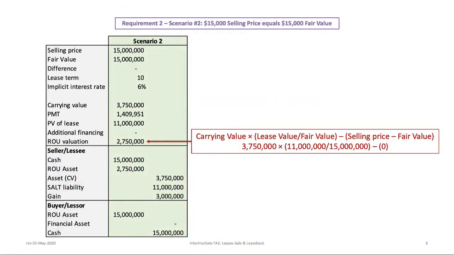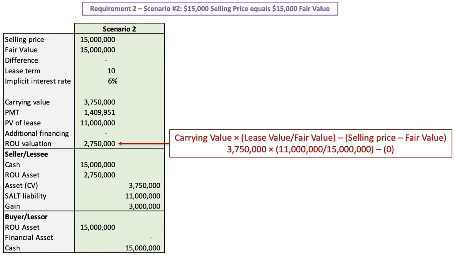Now let's move on to scenario number 2, where the selling price is equal to a $15 million fair value. In this scenario, the carrying and lease value are the same as under scenario 1. However, the ROU valuation will be calculated more simply as $3,750,000 multiplied by $11 million divided by $15 million.